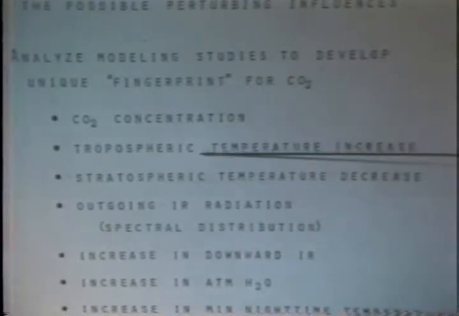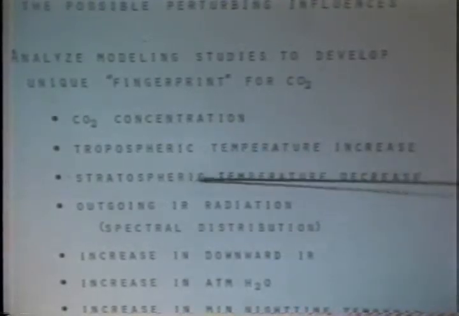The basic way of isolating the CO2 change that we've got to come up with is to look at the CO2 results and basically develop a fingerprint for carbon dioxide. What are the things that have to occur due to carbon dioxide increase and the resulting climate change that are different from what happens when you have volcanic injections or changes in solar radiation or other kinds of things? Well, certainly CO2 has to increase, the tropospheric temperature has to increase, stratospheric temperature has to go down.